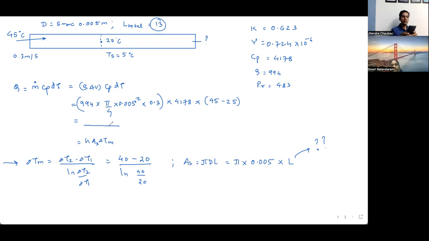m Cp dT would be 994 into, is it 4.1957? Okay, I'll just cross check. 0.05 square into 0.3 into 4178 into 20. How much? 1957. Okay. Did I get the wrong answer?